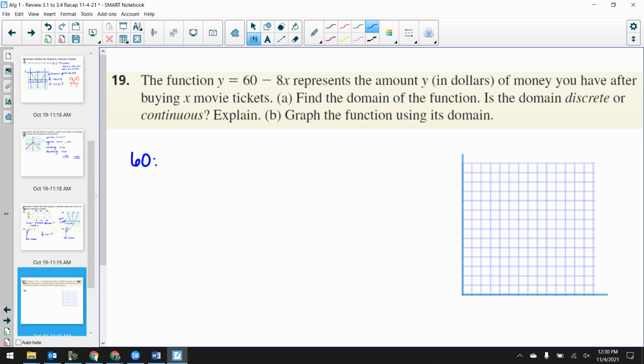So it asks you to identify, what is the 60 representing? Viva? The money that you start with. Good. The starting money. Before buying tickets, right? All right, what is the 8 then? Somebody tell me. Okay? Cost per ticket. Good.